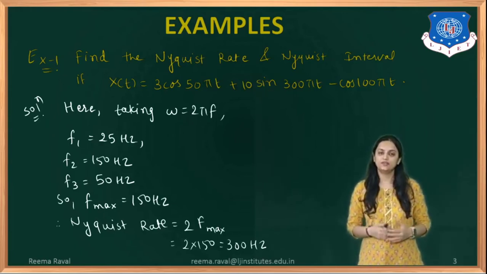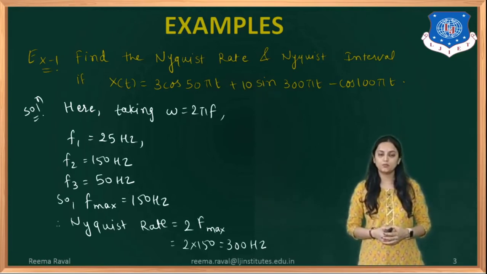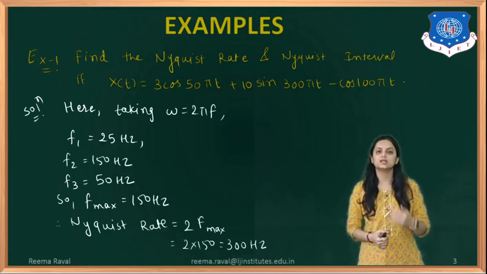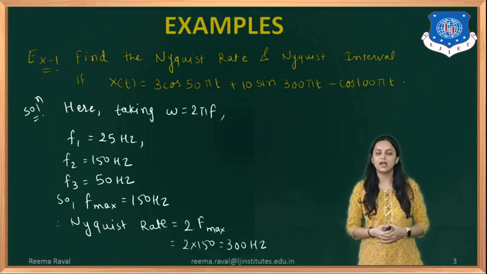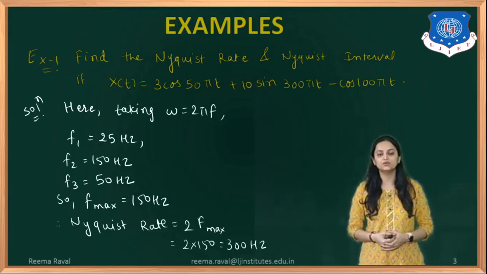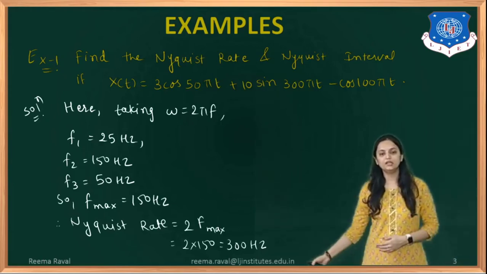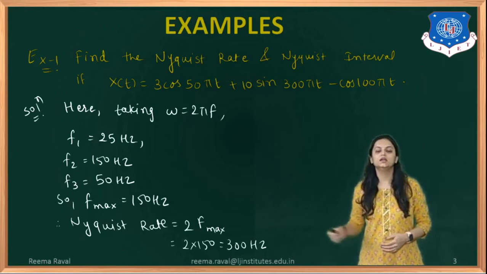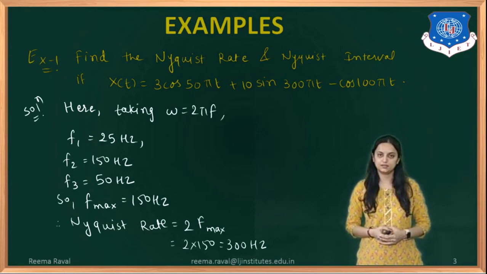Now from all of these three frequencies, we have to find out the maximum frequency. So from these three options, that is 25 Hz, 150 Hz and 50 Hz, the maximum frequency is 150 Hz, that is so obvious. So here we have Fmax, that is the maximum frequency, equals 150 Hz. And from the Nyquist rate formula, Nyquist rate is given as twice Fm, which is 150 over here. So we'll have the value twice into 150, that is 300 Hz. So here we have the Nyquist rate value 300 Hz.